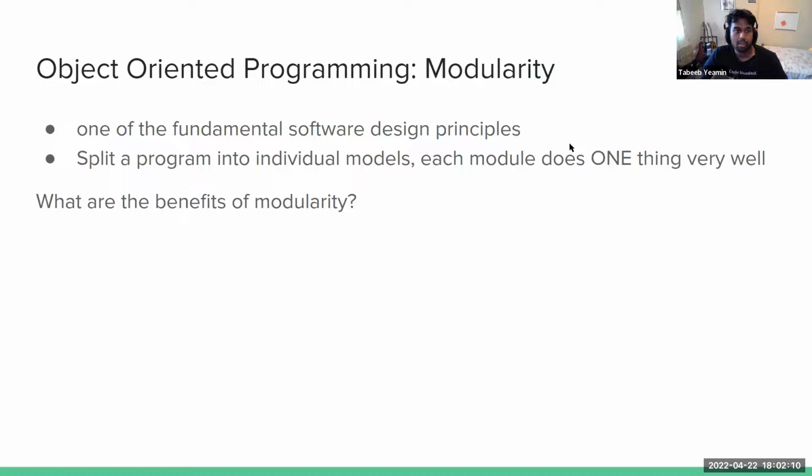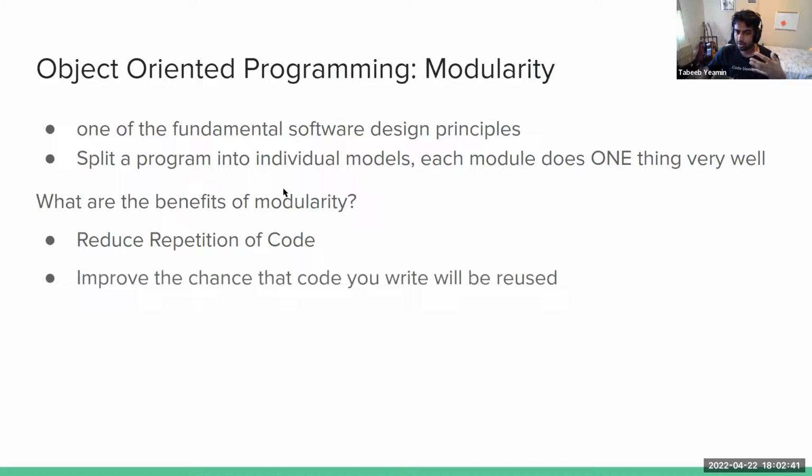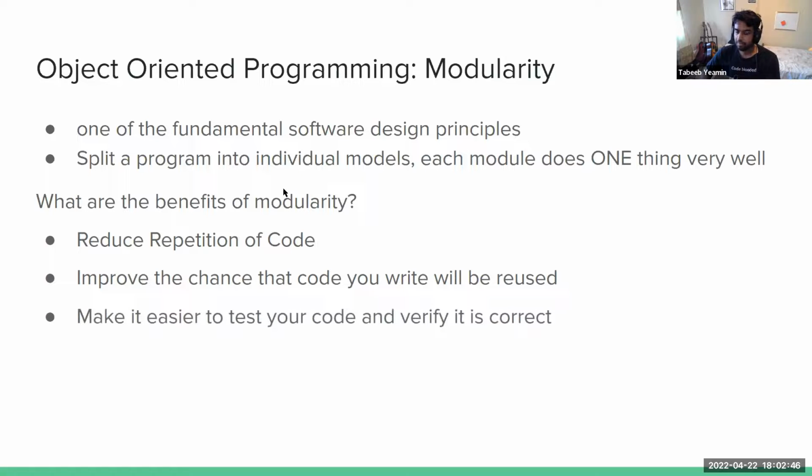So modularity is the whole idea of splitting a program into individual modules, and each module does one thing very well. So you don't have one module trying to do many things. The question specifically was, what are the benefits of modularity? For the sake of time, I'll just go over it really quickly. Some of the benefits of modularity are reducing the repetition of code, improving the chance that the code you write will be reused, and making it easier to test your code and verify it's correct.